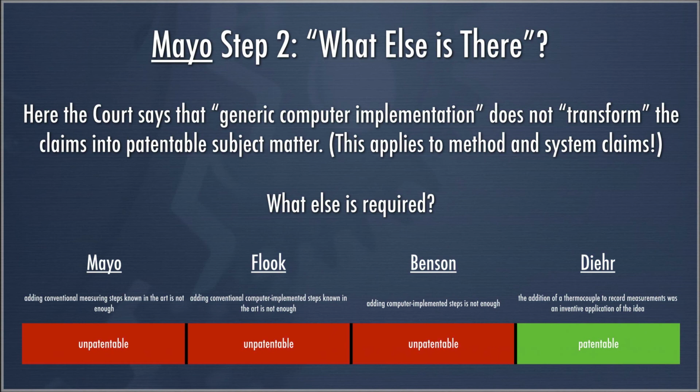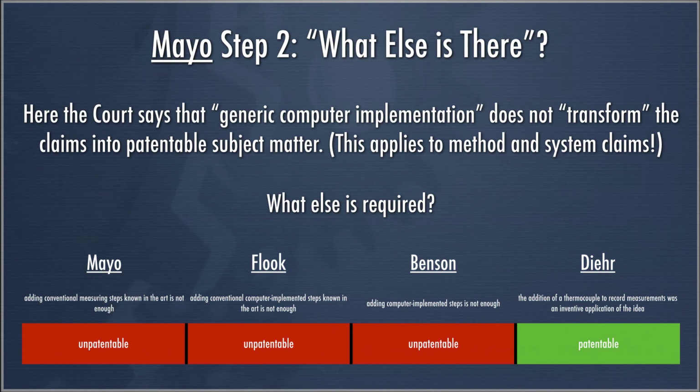So once you trigger Mayo Step 1, then you move on to Mayo Step 2, and the question there is, what else is there? What else is in the claim that could possibly transform the claims into patentability? And here the court is very clear, in a way that it really has not been in any prior case, that a generic computer implementation of an otherwise unpatentable idea does not transform the claims into patentable subject matter.